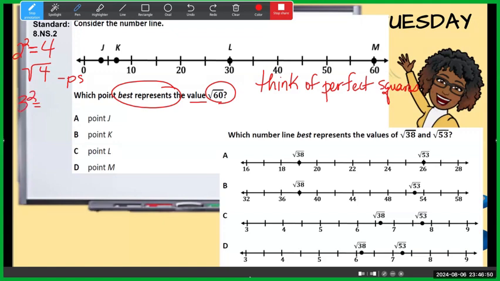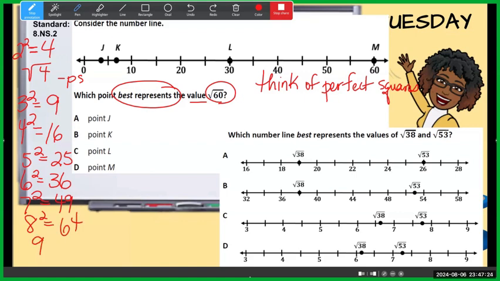We're not worried about 60 right now. We haven't made it over there yet. Right now, we're only doing this. So like 4 squared, what is it? 4 squared is going to be what? 5 squared. 6 squared. 7 squared. 8 squared. 9 squared.